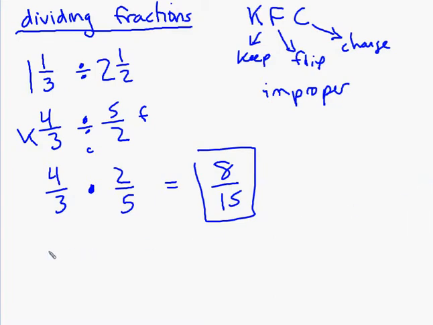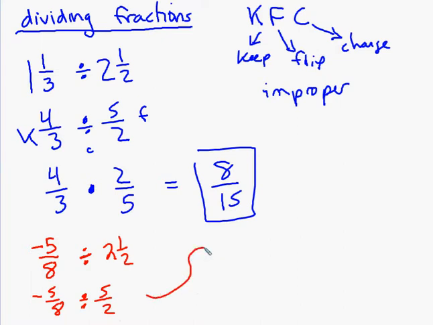Okay. Let's see here. What should I do there? Make the 2 1/2 an improper fraction. Now what do we do? Split the 5 and 2. Yep. So we have negative 5/8, switch to multiplication, flip the 5 and 2.